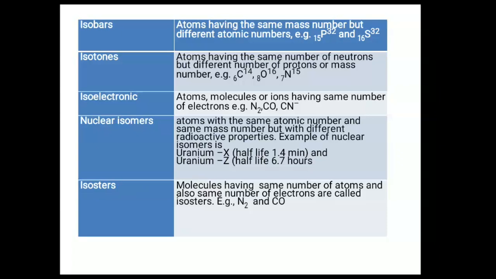Last is isosters. So what are isosters? Molecules having same number of atoms and also same number of electrons are called isosters. For example, N2 and CO both have got 2 atoms. N2 is an elemental molecule, diatomic, means 2 atoms. CO is a heteroatomic, diatomic molecule, so 2 atoms. So they have got the same number of atoms as well as same number of electrons, that is 14 each. So that's why they are called isosters.